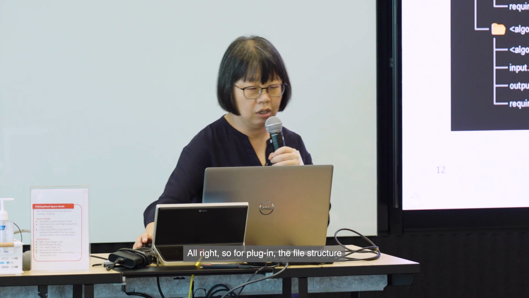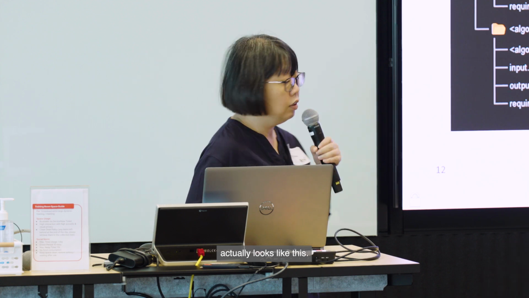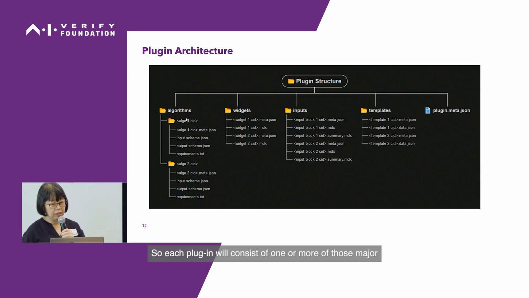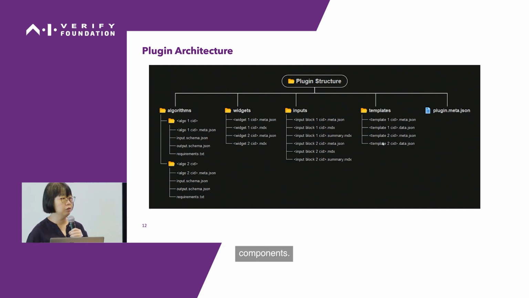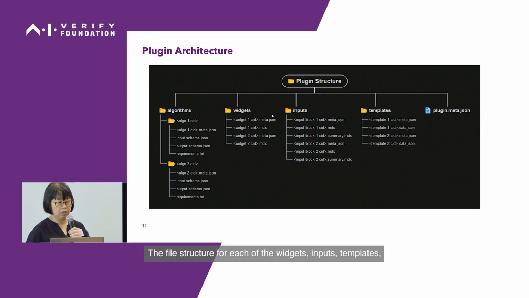All right, so for a plugin, the file structure looks like this. Each plugin will consist of one or more of those 4 major components. It need not be all 4; it can be just one or some of these components. For the widgets, inputs and templates, you can have multiple widgets, but they are all more or less in a flat directory like that.